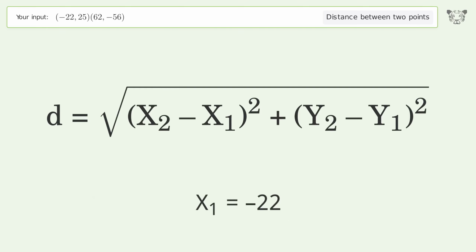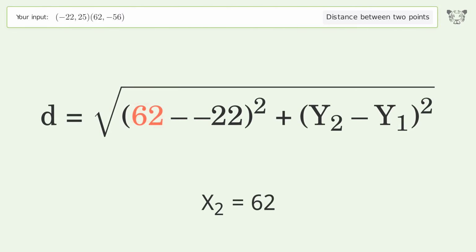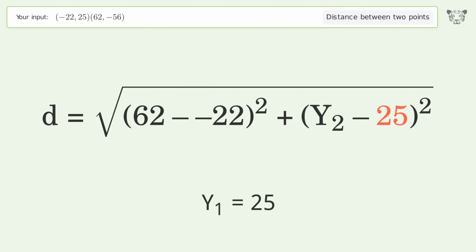x1 equals -22. x2 equals 62. y1 equals 25. y2 equals -56.